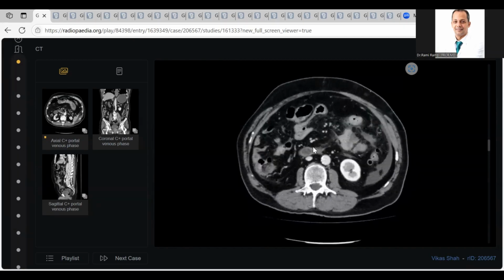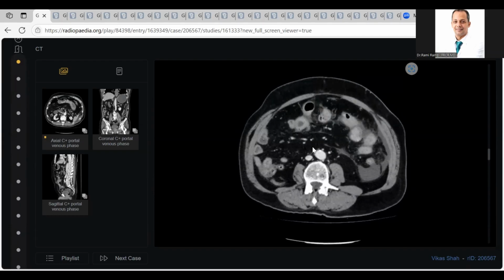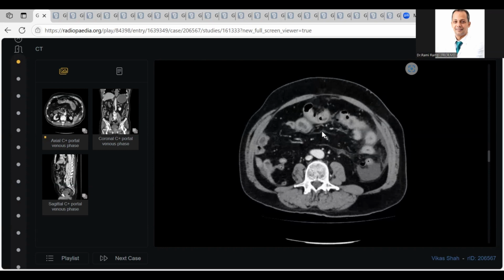Second differential will be... Okay, revise what you said. Revise. Diverticulosis plus fatty infiltration of the pancreas. Yes, sir.